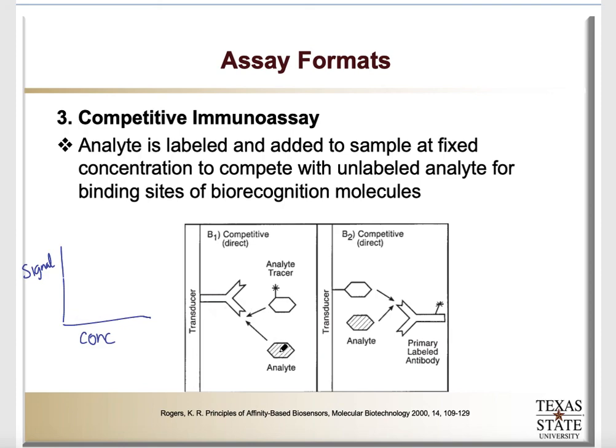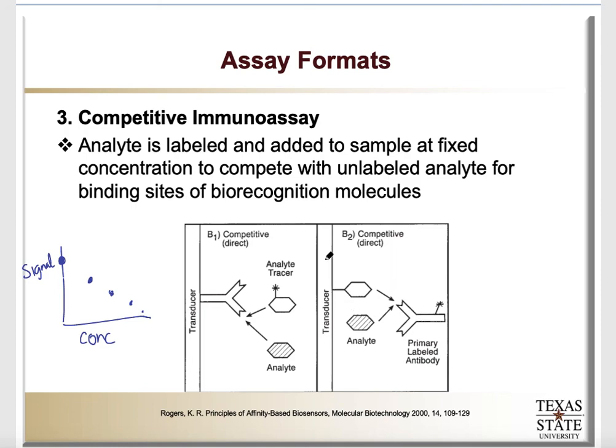So if I have no analyte, I'm going to have the highest signal from my tracer because the tracer would be able to bind. There would be nothing competing with it. So zero concentration, high signal. And then as I add more of my analyte from the blood sample, that one is going to compete and prevent my tracer from binding. So as the concentration increases, the signal is going to decrease, if that makes sense.